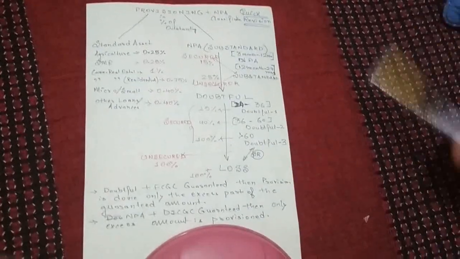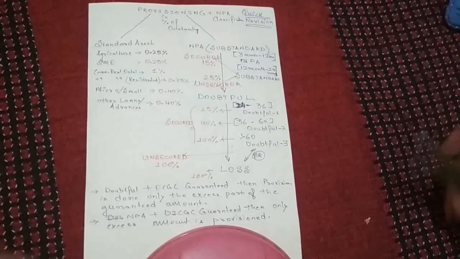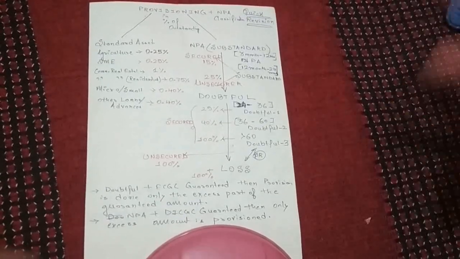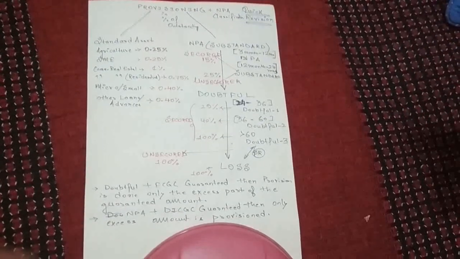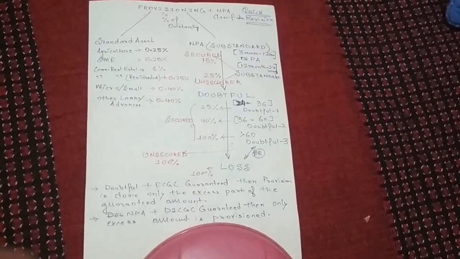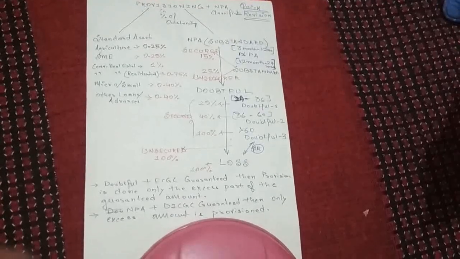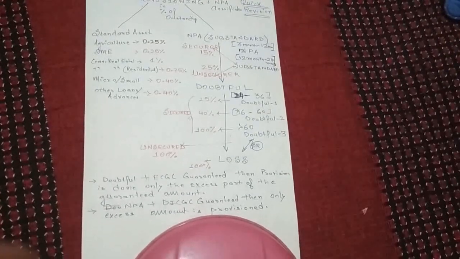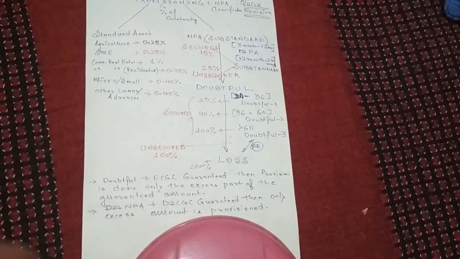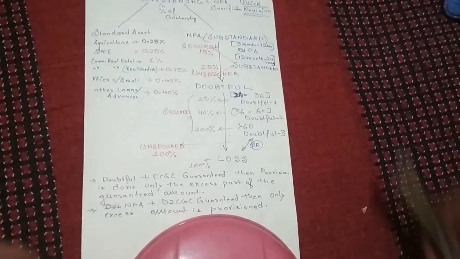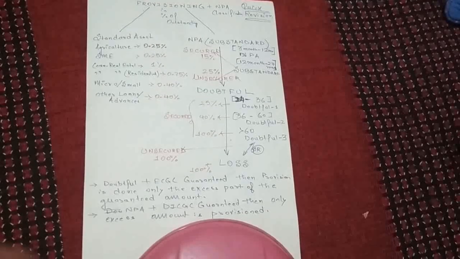Now what if the accounts become substandard NPA? Even before the NPA, there are three classifications: for the first 30 days it becomes SMA 0, that is special mention account 0, 30 to 60 days it becomes SMA 1, and then SMA 2 for 60 to 90 days. Why did this SMA concept come?